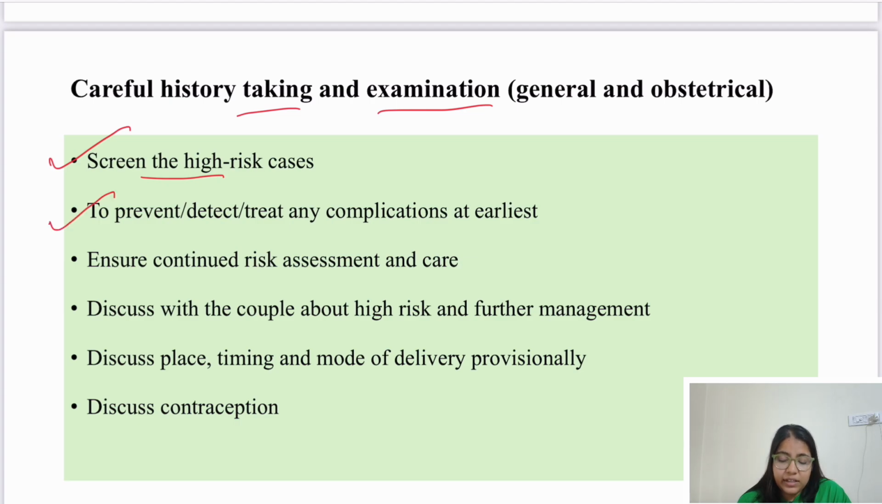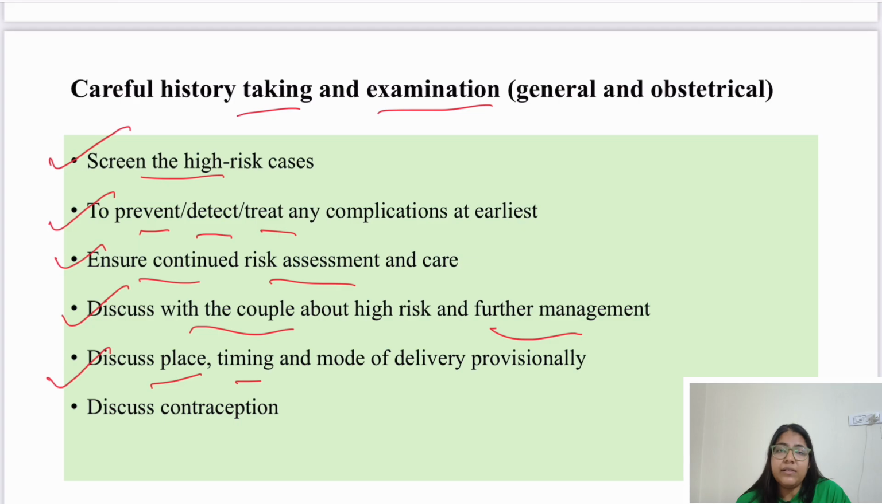Then when we screen the high risk cases, that is how we prevent development of any untoward complication. In those cases we prevent, detect and treat whatever complications we find at an early stage to prevent maternal and fetal morbidity and mortality. Then we ensure continued risk assessment and care. We discuss with the patient about the high risk factor in them and how we are going to manage it further. Then we discuss the place, timing and mode of delivery.